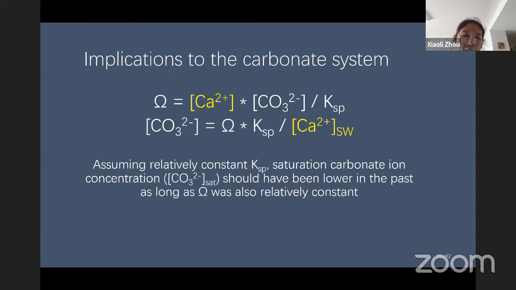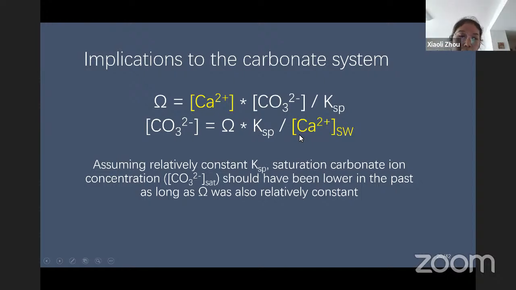The carbonate saturation state and the carbonate ion concentration are important for the carbon cycle and also marine organisms. The carbonate saturation state, or the omega, is determined by the product of calcium concentration and the carbonate concentration, divided by the solubility product constant, or the KSP. Based on this equation, we are able to calculate the carbonate ion concentration, as long as we know how the omega, KSP, and calcium have changed.